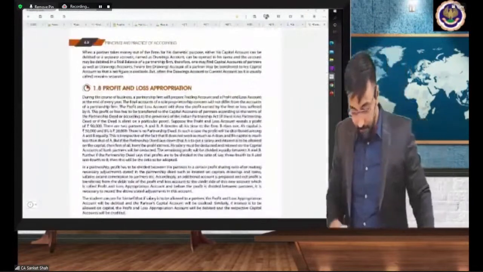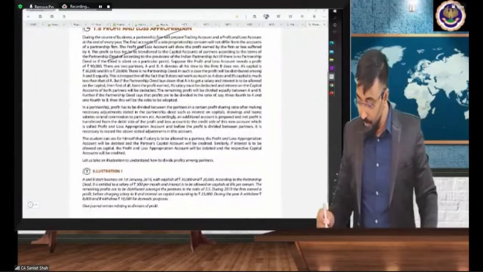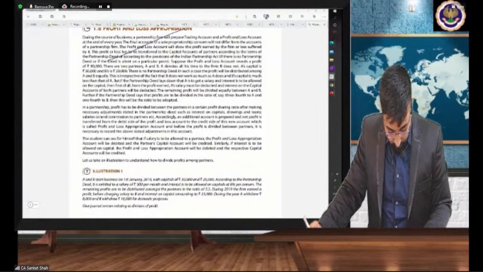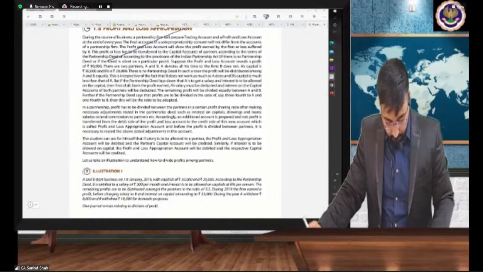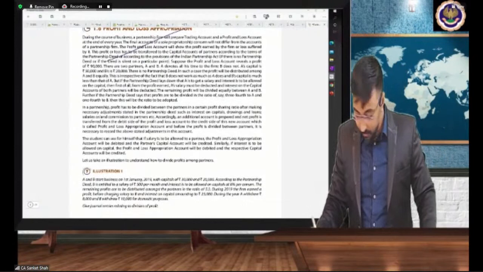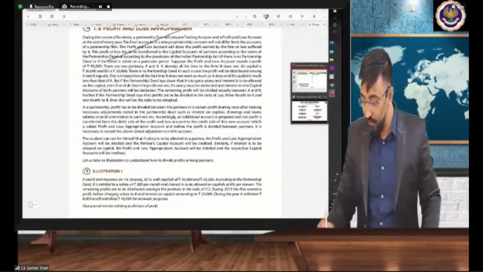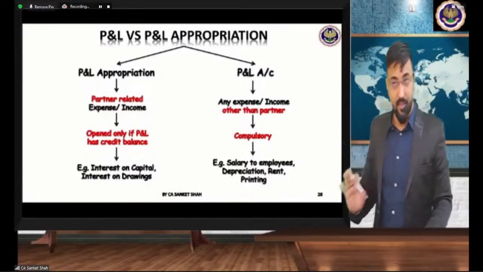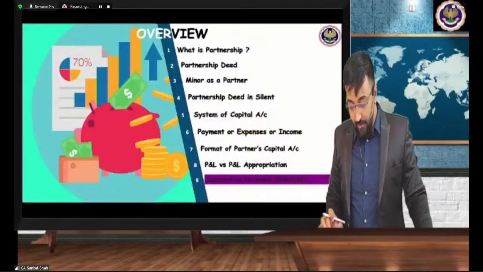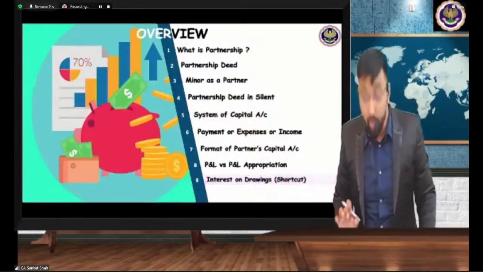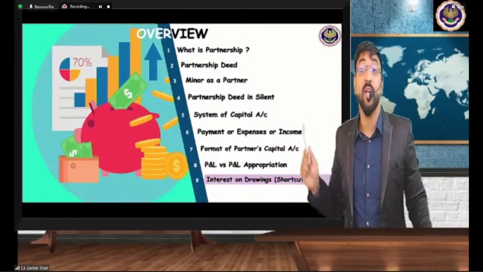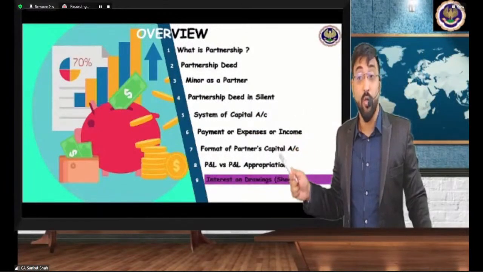Yes. So P and L appropriation we have completed, and now the last part. Next one, last part of today's session: what is interest on loan? What are my expectations? My expectations are very easy. At the end, you have to solve all these illustrations on your own. In the next session I am going to take illustrations which depend on partnership. Interest on drawing is the last part.